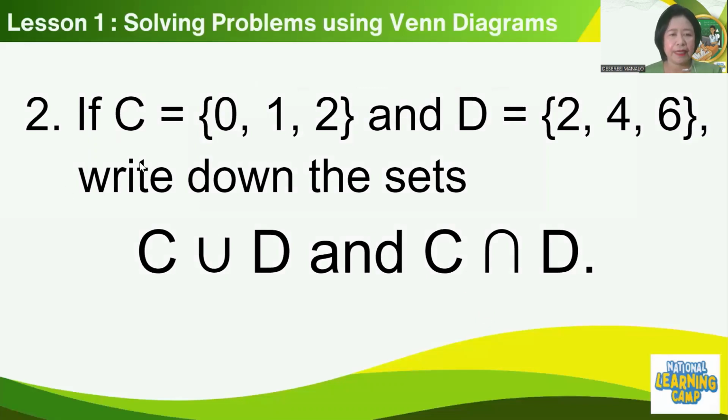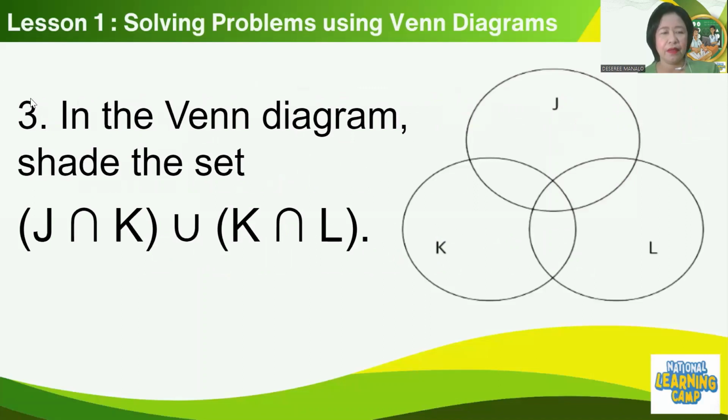Number 2. If set C contains 0, 1, 2, and set D contains 2, 4, 6, write down the sets C union D, and C intersection D. For number 3, in the Venn diagram, shade the set J intersection K, union K intersection L.